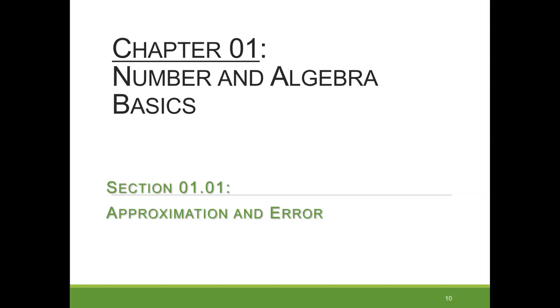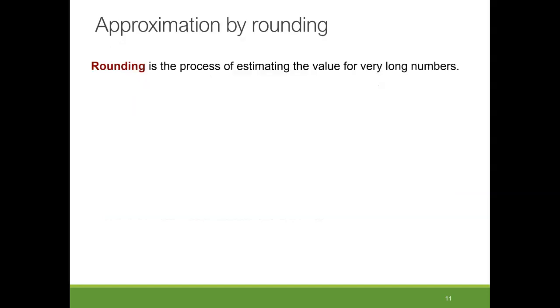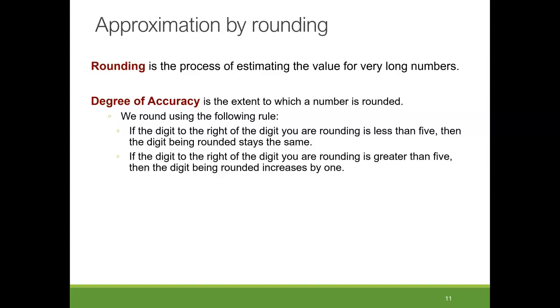So the next thing we're going to be talking about is approximation and error. When we talk about approximation in mathematics, really we're talking about how we're rounding. And the thing to be concerned about in rounding is what level of accuracy is appropriate, right?